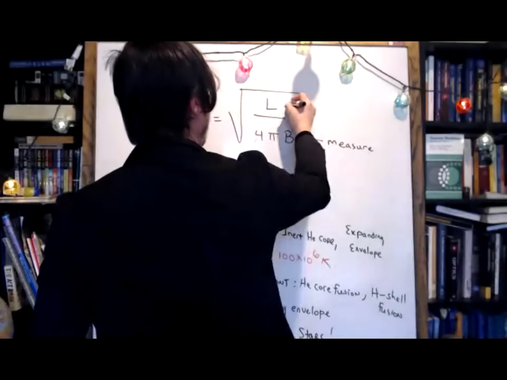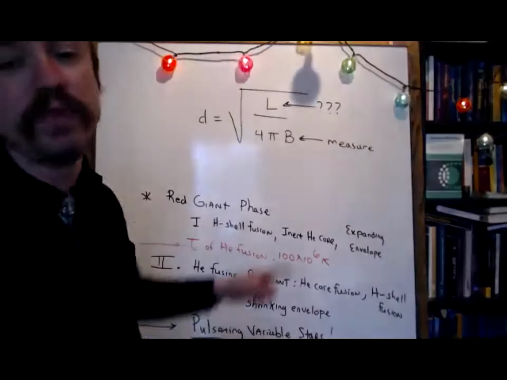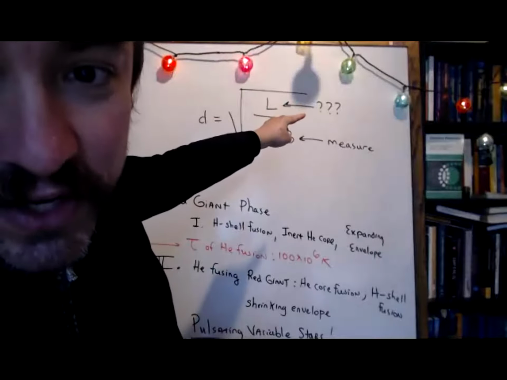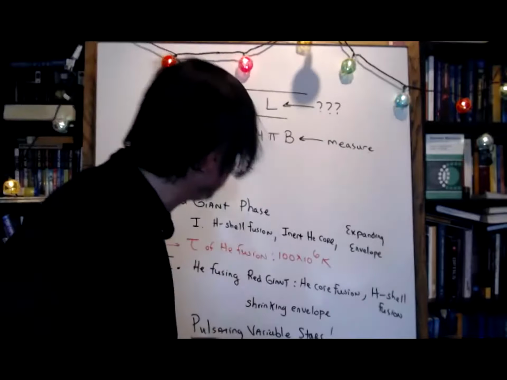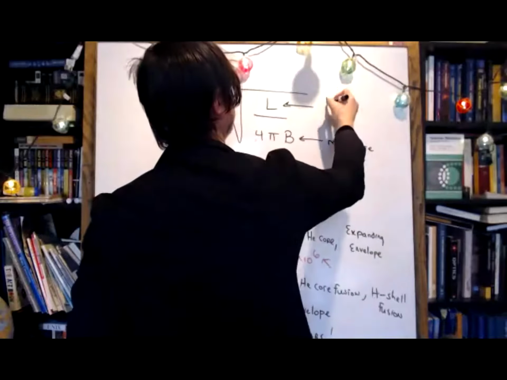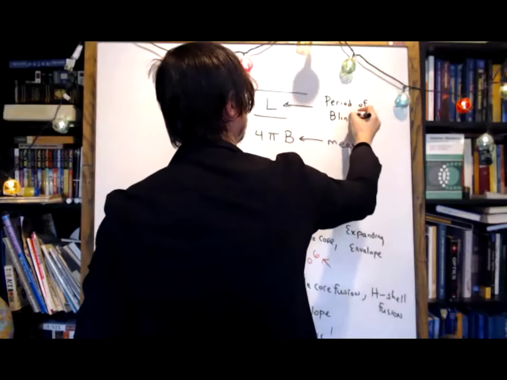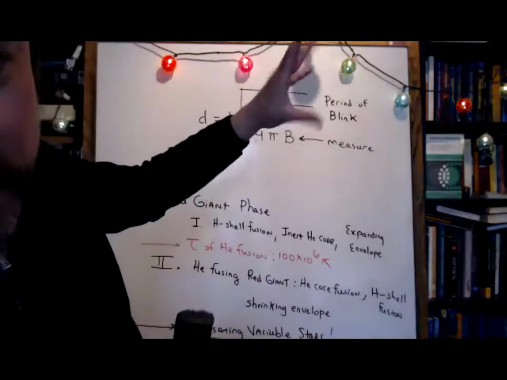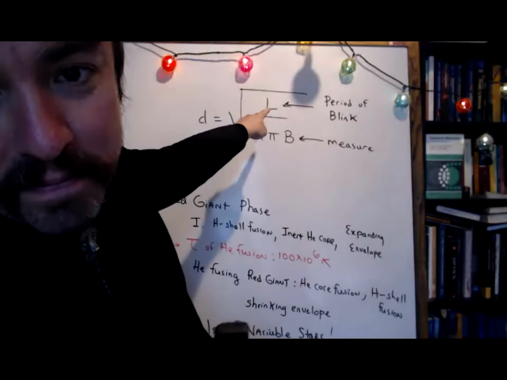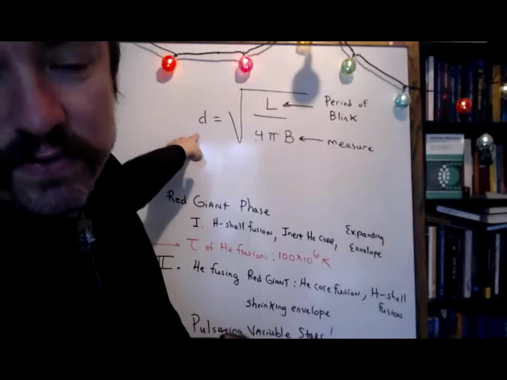But this, how are you going to know what the luminosity of a variable star is? You can't travel to the star and surround it with a giant Dyson sphere and measure its total luminous output. Except guess what? Henrietta Swan Leavitt could. She was clever because she realized she didn't need to measure the luminosity of the star. All she had to do was measure the period of the blink, how long it takes for the star to blink on and off.